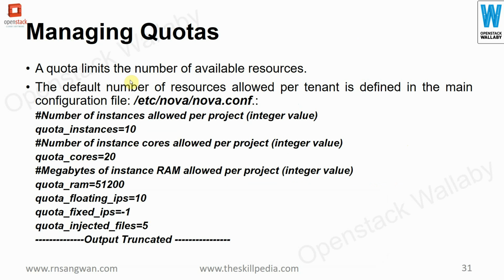Managing quotas. A quota limits the number of available resources. The default number of resources allocated or allowed per tenant is defined in the main configuration file. Number of instances allowed per project, you specify this default value. Number of instance cores allowed per project. Megabytes of RAM allowed per project. Then quota floating IPs, fixed IPs, injected files. A lot of quota settings are there, and you can specify the default quota in the nova.conf file.